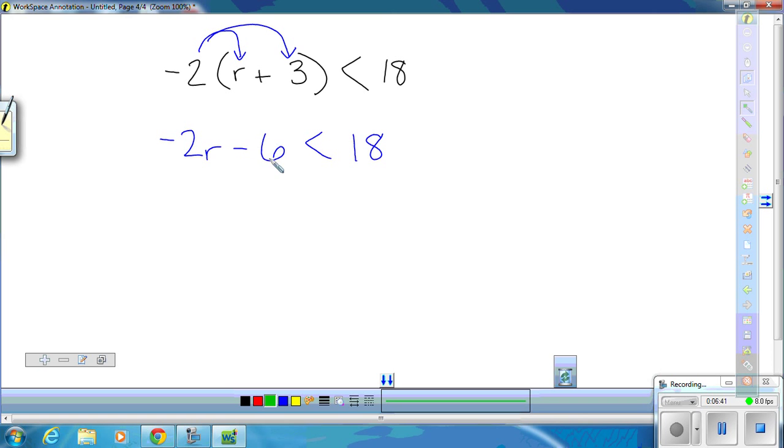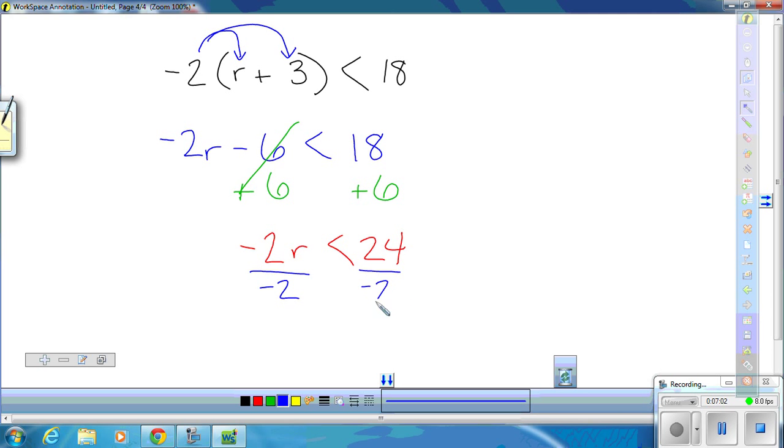Solving equations, the next thing we have to get rid of is the subtraction. So we're going to add 6 to both sides, and that will cancel out. And that's going to leave us with negative 2r is less than 18 plus 6 is 24. And then our last step is going to be to get rid of the negative 2. So I have to divide both sides by negative 2.